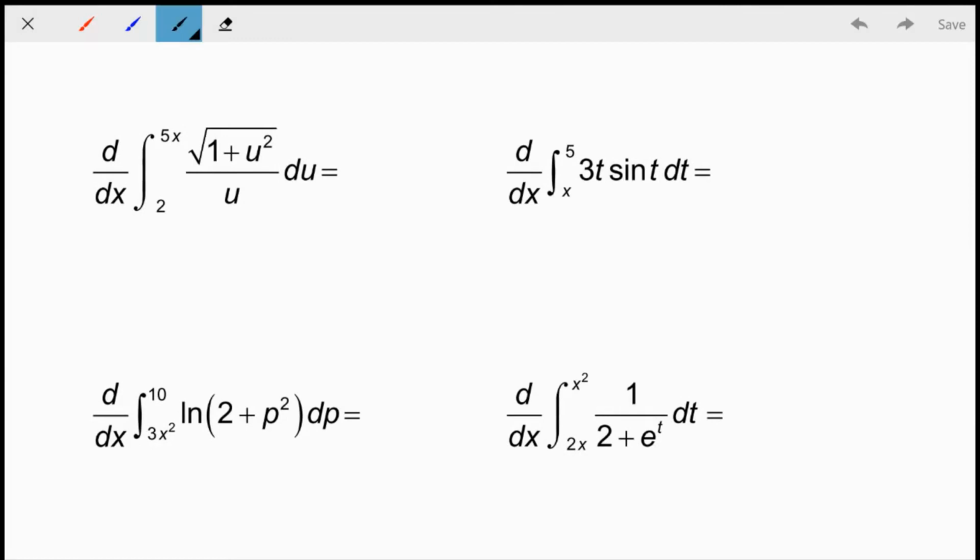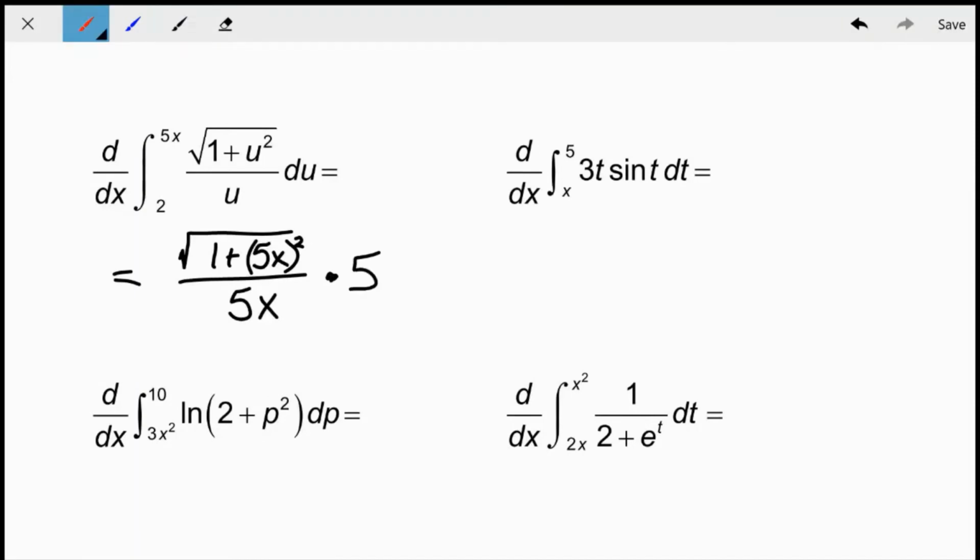Okay, so we've got the derivative with respect to x, 2 to 5x of the square root of 1 plus u squared over u du. So again, I know what's going to happen here. I know I'm going to plug the 5x in for the u. So that's going to give me the square root of 1 plus 5x squared over 5x. But then I just need to multiply by the derivative of 5x because it's not just an x. So I'm going to end up multiplying by 5.